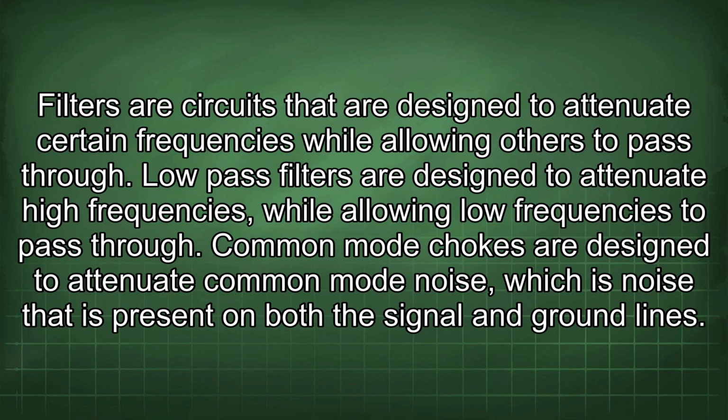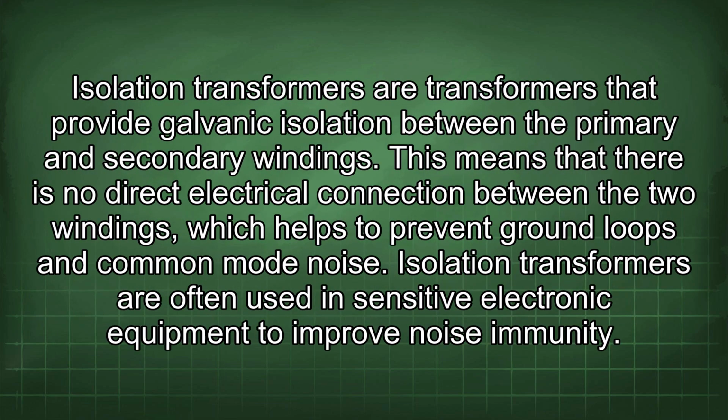Filters are circuits that are designed to attenuate certain frequencies while allowing others to pass through. Low-pass filters are designed to attenuate high frequencies while allowing low frequencies to pass through. Common mode chokes are designed to attenuate common mode noise, which is noise that is present on both the signal and ground lines. Isolation transformers are transformers that provide galvanic isolation between the primary and secondary windings. This means that there is no direct electrical connection between the two windings, which helps to prevent ground loops and common mode noise. Isolation transformers are often used in sensitive electronic equipment to improve noise immunity.